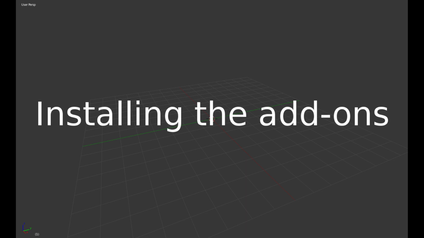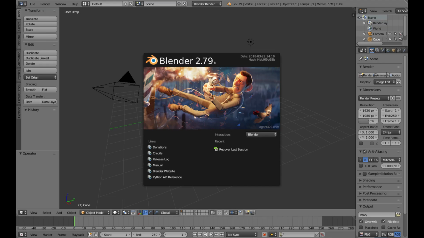Installing the add-ons. To use the necessary add-ons in Blender, you have three possibilities depending on your setup. Both add-ons only work in Blender up until 2.79.